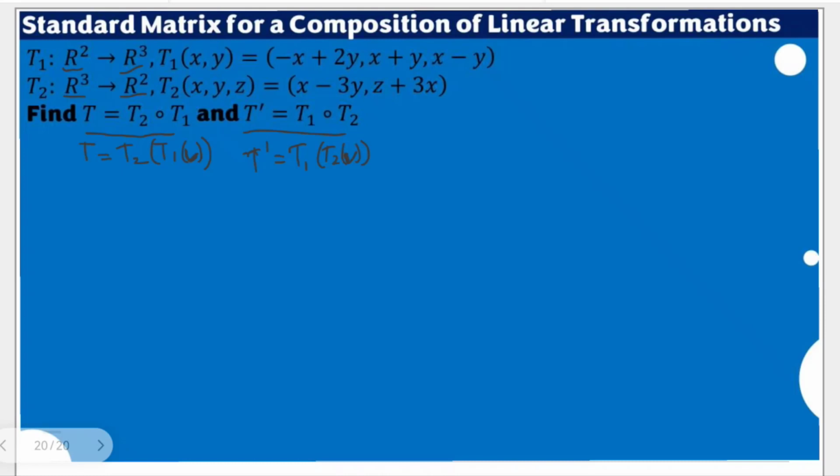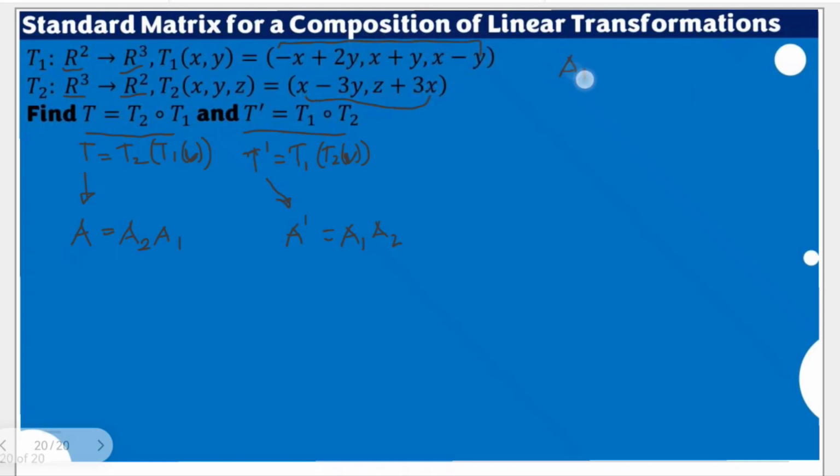Here we are going to show their standard matrices. The standard matrix for our composition T is just equal to A, while for our T prime, let's coin it A prime. And the result for the standard matrix of our A is the product of A sub 2 and A sub 1 matrices, while this is prime, not inverse. We will have inverse a little bit later. It's just prime. For A prime, it's A sub 1 and A sub 2 matrices. But where do we get this A sub 1 and A sub 2 matrices? We're going to take them out from the results of our linear transformations respectively.